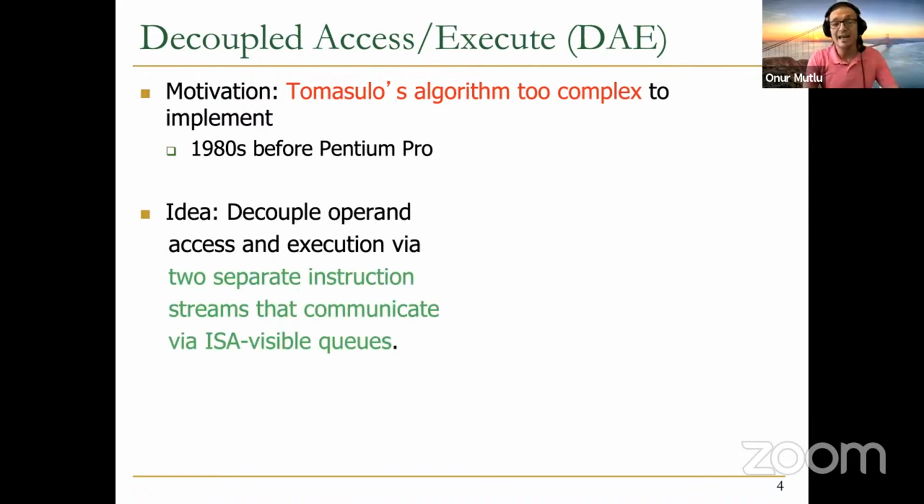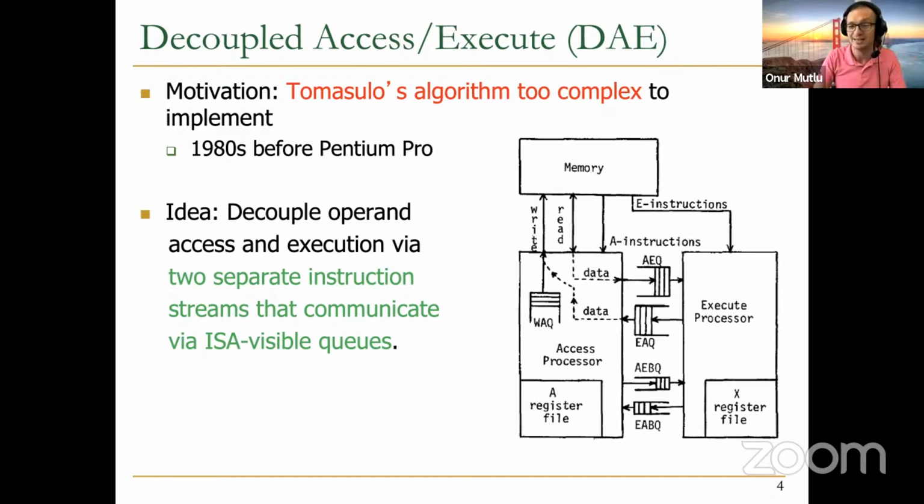Basically, the idea is to decouple operand access, or memory access, from execution, or computation, via two separate instruction streams that communicate through ISA-visible queues. That's the basic idea. Basically, you look at a decoupled access and execute system. You have an access processor and an execute processor. The access processor's task is just to get memory data and supply it to the execute processor. The execute processor's task is to give the addresses that it needs to the access processor. And they basically communicate through these queues.